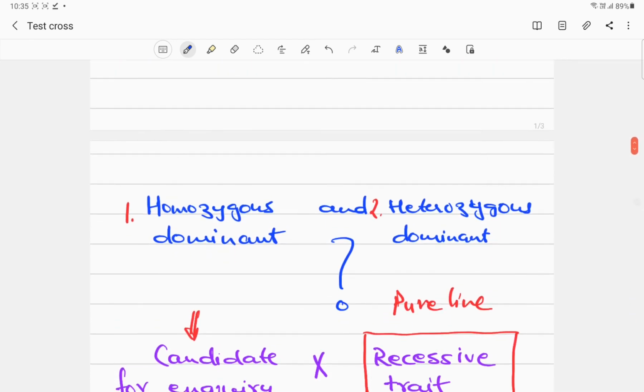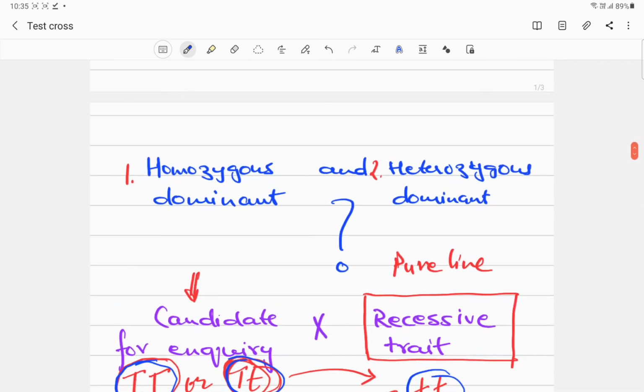So I hope you have understood. I hope I was successful in delivering across the concept of test cross. Why do we conduct it? We conduct a test cross to differentiate between the genotype of organisms, whether my organism is homozygous dominant or whether my organism is heterozygous dominant.